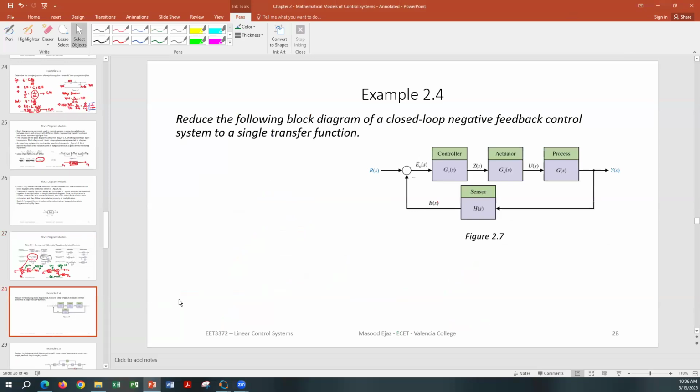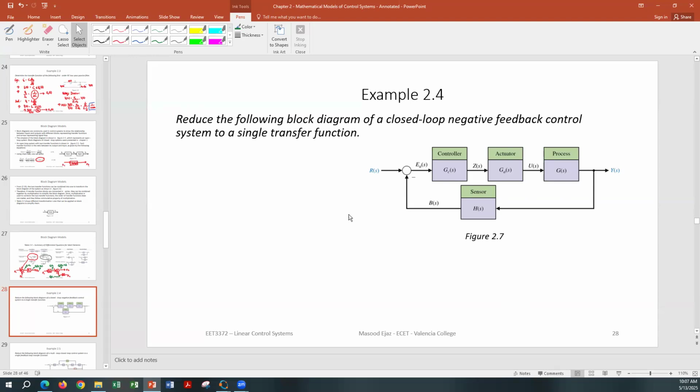Okay, so let's go ahead and reduce this block diagram. This is a very common block diagram that we studied in chapter number 1. You have a controller, you have an actuator, you have a process, and you have the feedback sensor. Transfer function of each is given by those variables: GC(s) for controller, GA(s) for actuator, G(s) for process, and H(s) for sensor. So we're going to reduce this block diagram to a single block, with input R(s) and output Y(s).